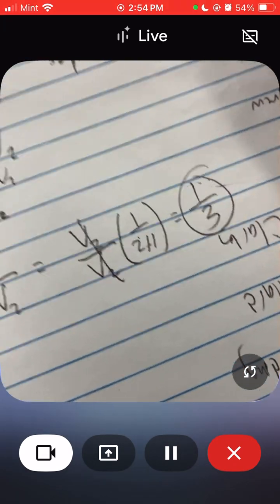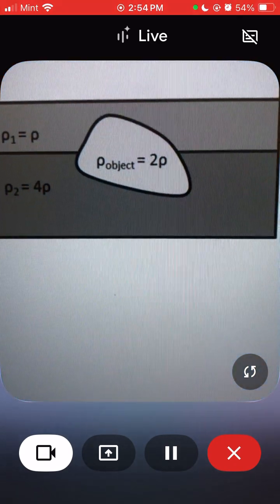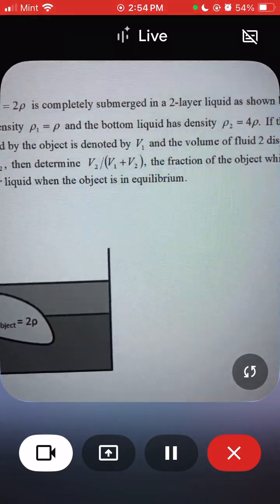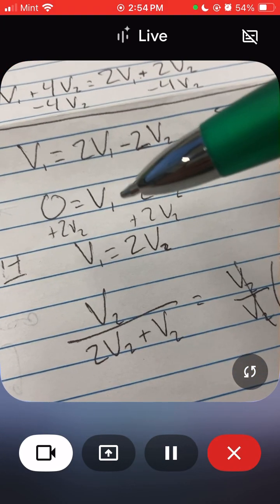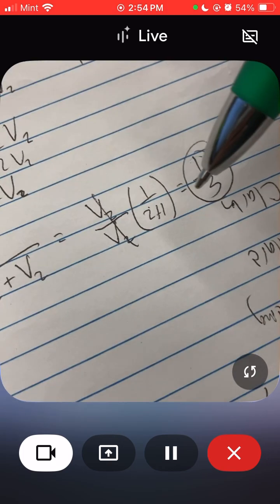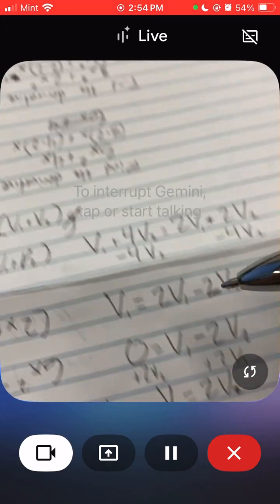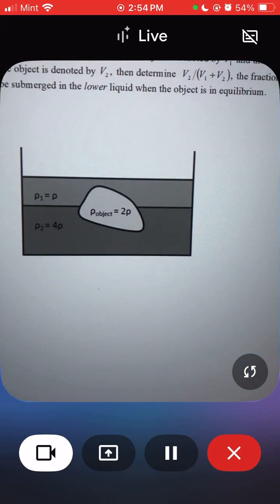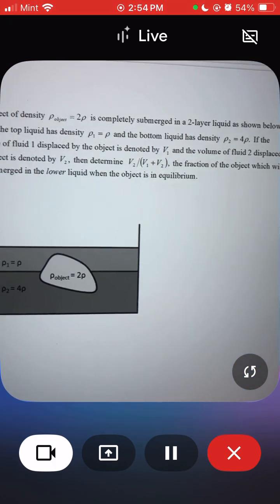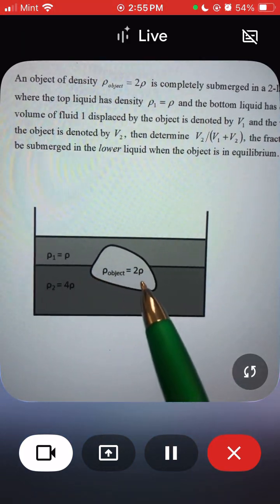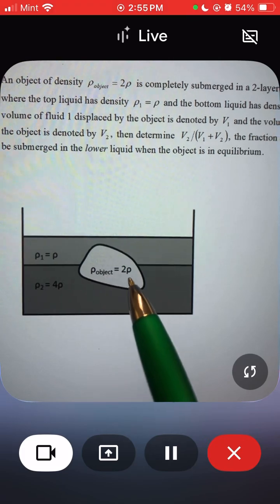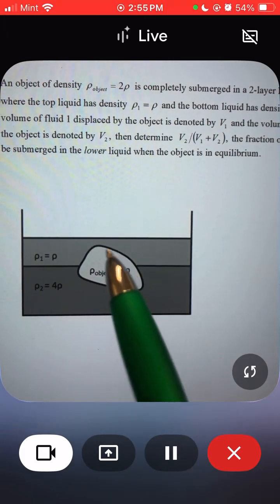So now this, so the amount that's the V2. So it doesn't matter if we solved for V1 or V2, we would still get 1/3. Exactly. Whether you solve for V1 or V2, the fraction of the object submerged in the lower liquid is 1/3. Good job working through that. And that's the amount that's displaced in this darker liquid, right? Not the lighter liquid up here.